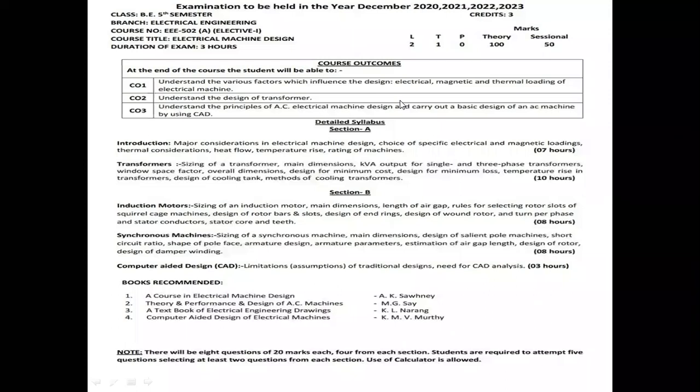It is also mentioned that there will be a total of 8 questions in the university examination. You have to attempt 5 questions out of 8, selecting at least 2 questions from each section. That means it is your choice: you can attempt 3 questions from Section A or 3 questions from Section B. For example, if you attempt 3 questions from Section A, you have to attempt 2 questions from Section B. And if you attempt 2 questions from Section A, you have to attempt 3 questions from Section B. Accordingly, we will see which section you should attempt.